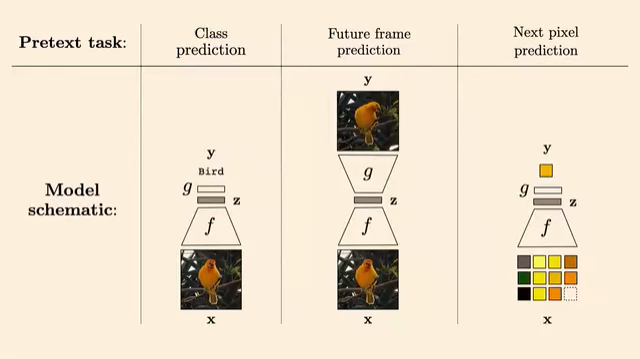So you could just predict class labels. That would be called supervised learning of representations. You could predict the next frame in a video, the future. You could predict the next pixel in a sequence. And the same goes for any other data modality. The two on the right are self-supervised because no human had to provide the labeled target. It's the next frame in the video, the raw data. It's the next pixel in a sequence.